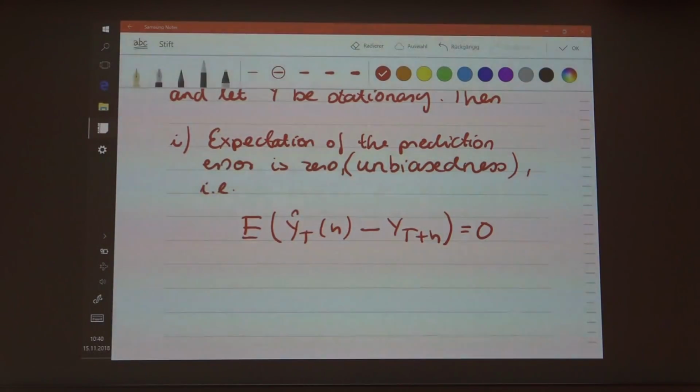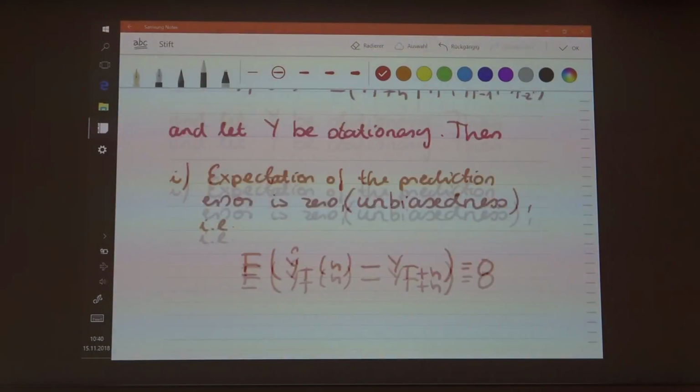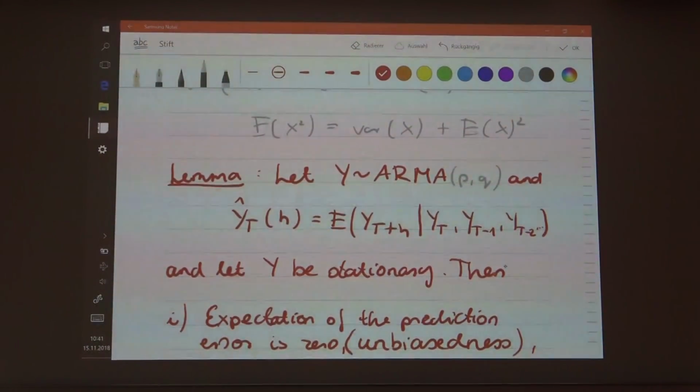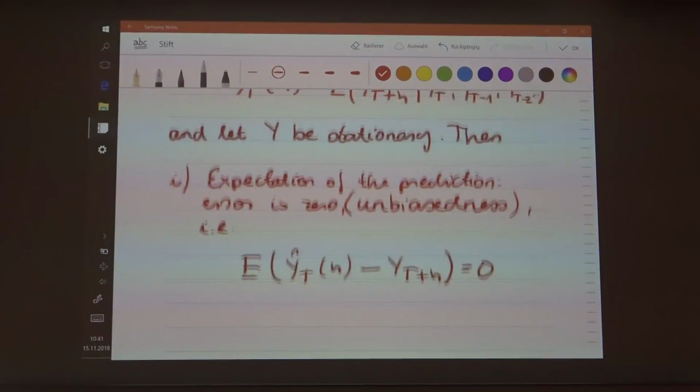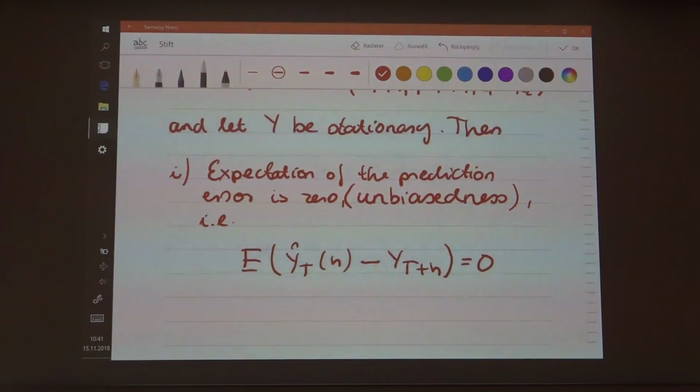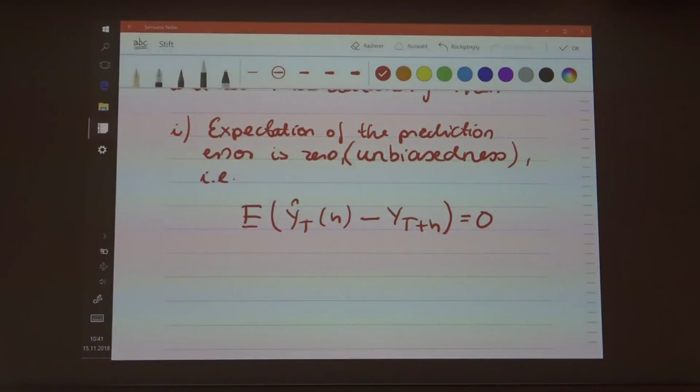This is relatively easy to show, using the law of iterated expectations. Based on the law of iterated expectations, the conditional expectation is equal to the expectation of the process, because the expectation does not depend on time t, only on the time lag. So this is called unbiasedness: the expectation of the prediction error is 0, meaning the forecast is unbiased. As I said before, it doesn't mean that you're always going to hit if you forecast values for the process.